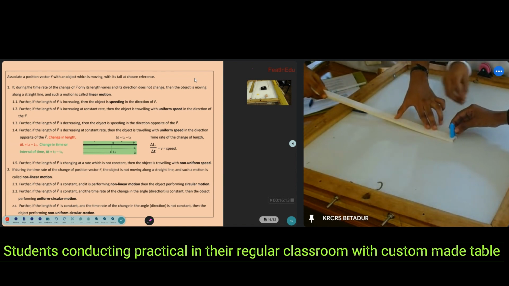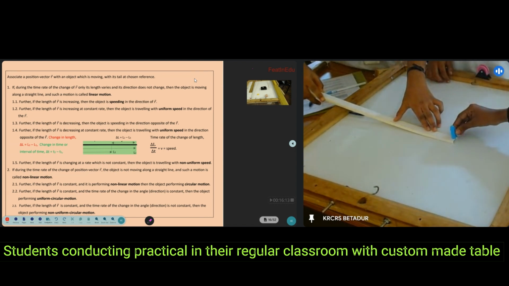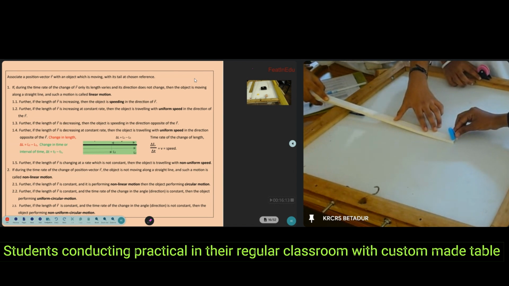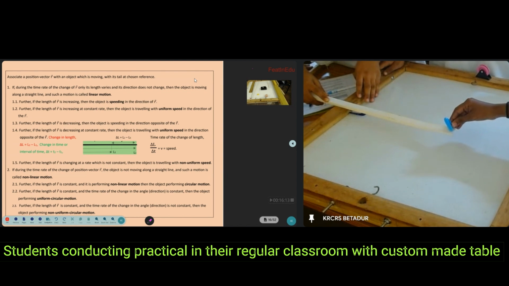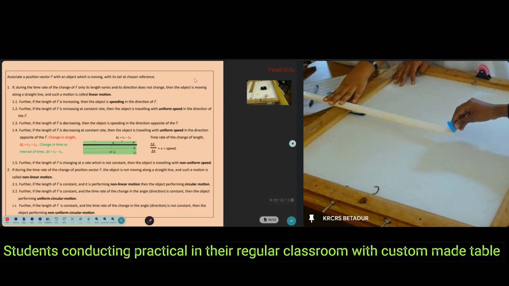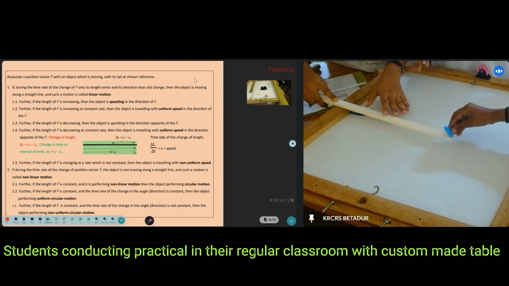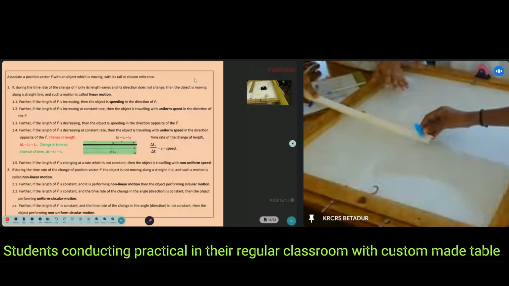Right, very good. So, what is the direction of the position vector? It is moving away from the person who is holding the position vector. So that direction you take as the plus x direction. Right? The position vector is in the direction of plus x. Now, move the object in the plus x direction.